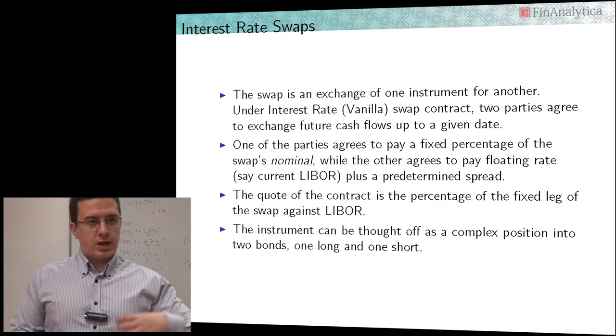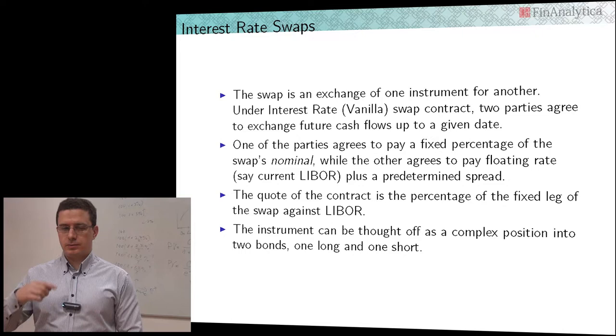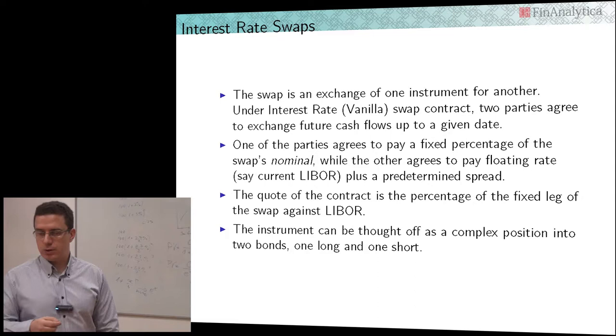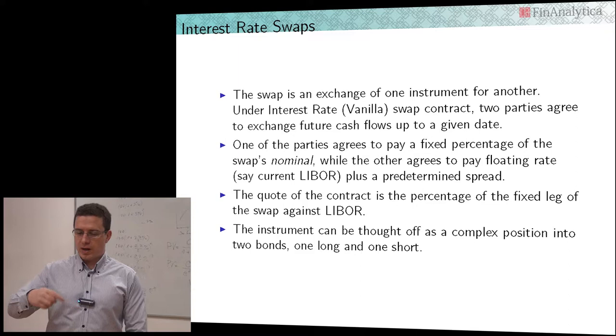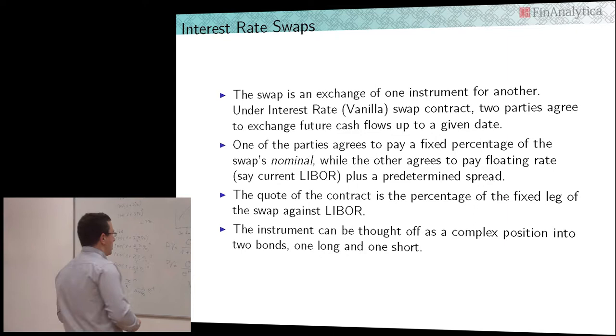So when I enter a swap contract with another party, I will be getting every 6 months a fixed percentage of the nominal, let's say 6%, and I will be paying a floating percentage, let's say from the prevailing LIBOR rates. So I have the obligation to pay every 6 months, but I'm not really certain what I'm going to pay for future dates. And in terms of cash flows, this actually looks very interesting.